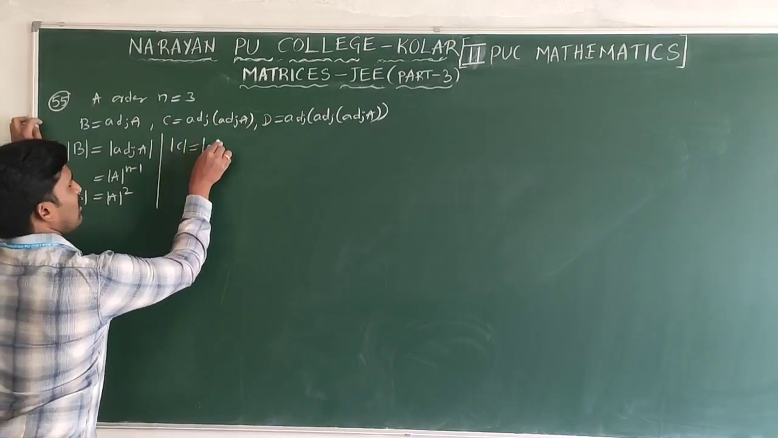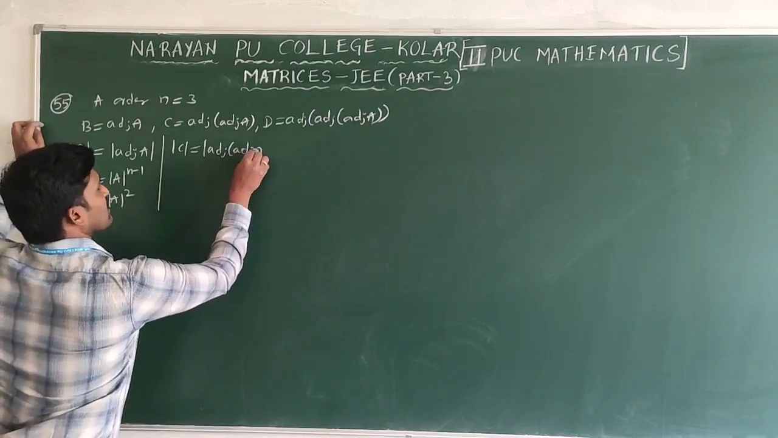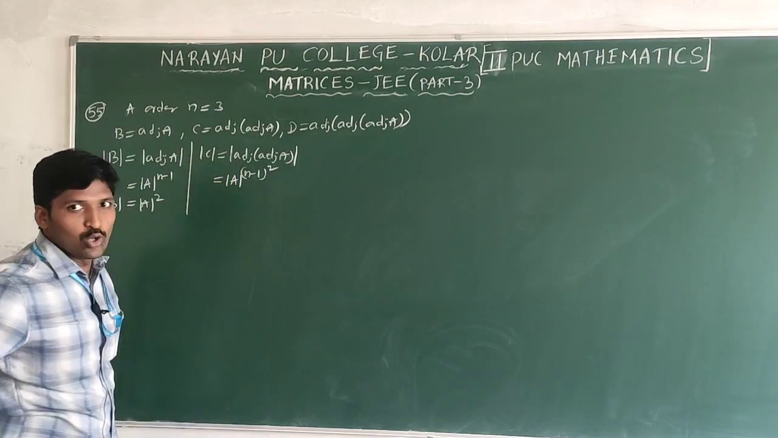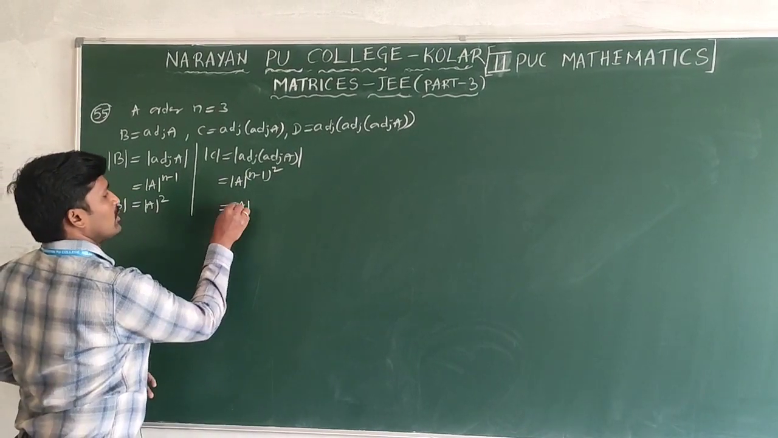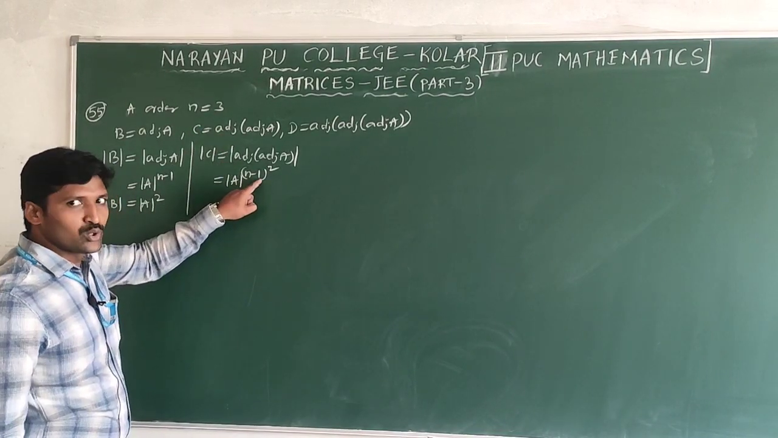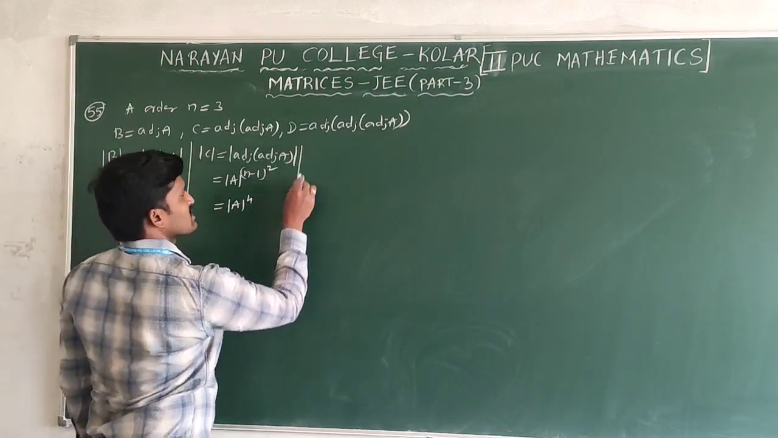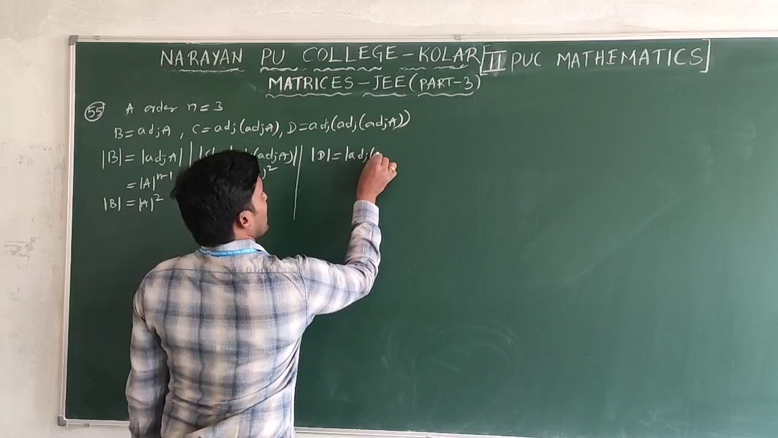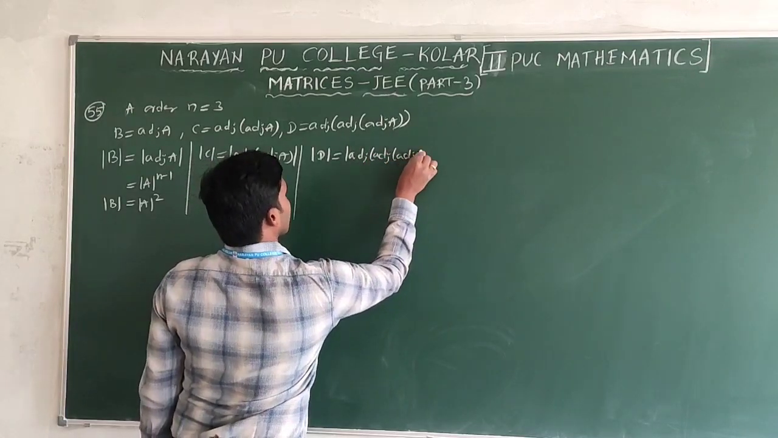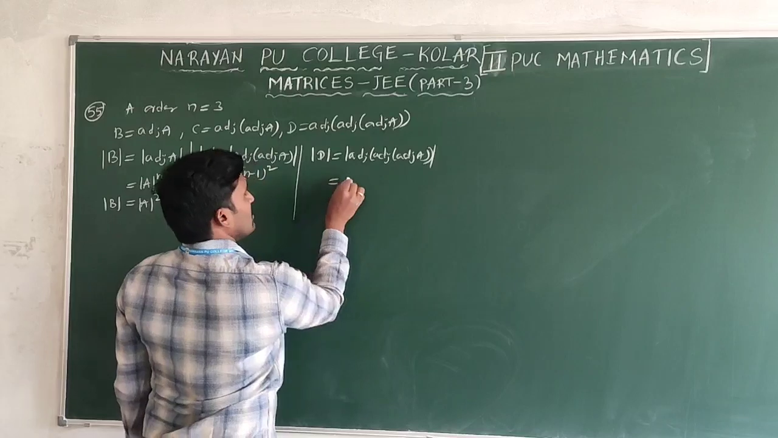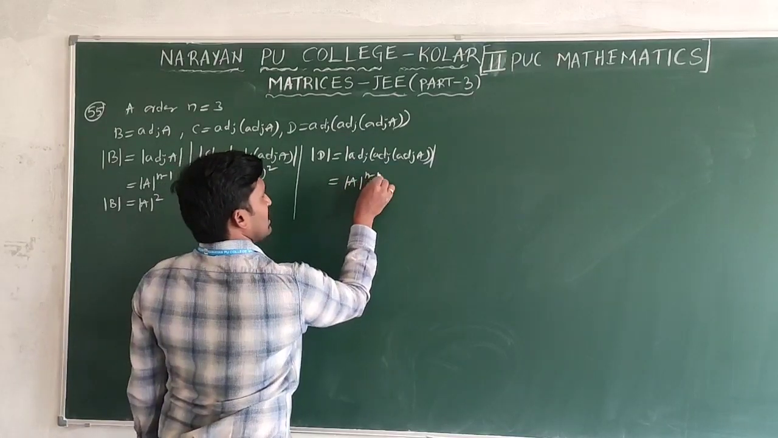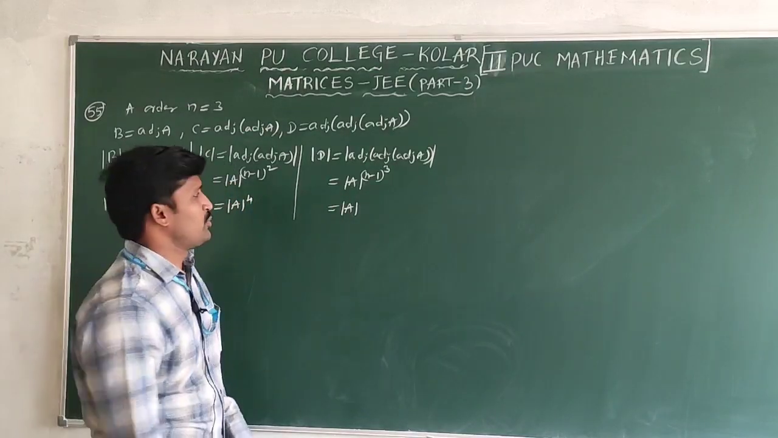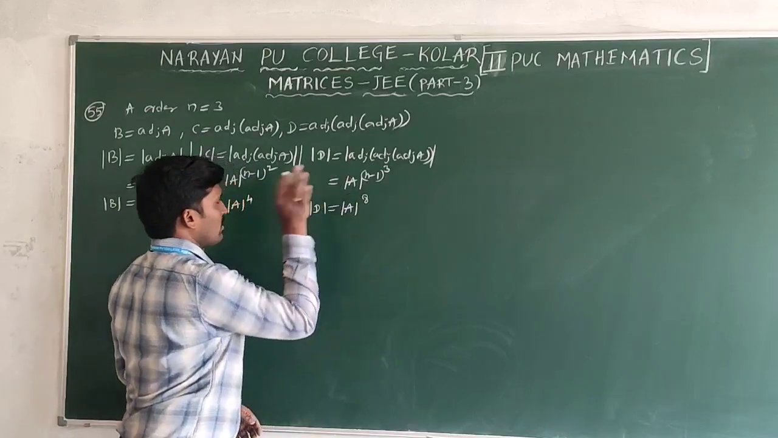Next, det C means det of adjoint of adjoint A. 2 times adjoint A, what will you take? Det A whole power n minus 1 whole square. N value is 3, 3 minus 1 is 2, 2 square means 4. Next, det D, det of adjoint of adjoint of adjoint A. How many adjoints? 3 adjoints. That's why we take n minus 1 whole cube. 3 minus 1 is 2, 2 cube means 8. All these dets we know already.